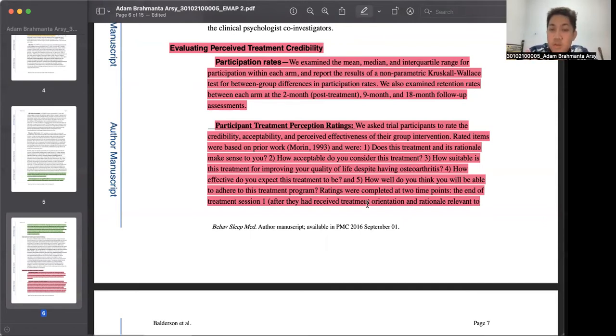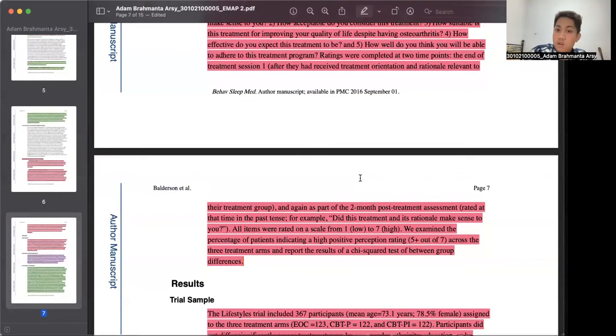The first is, does this treatment and its rationale make sense to you? And then the second, how acceptable do you consider this treatment? And the third is how suitable is the treatment for improving your quality of life despite having osteoarthritis. The fourth is how effective do you expect this treatment to be? And the fifth, how well do you think you will be able to adhere to this treatment program? Ratings were completed at 2 time points: the end of treatment session first, and again as part of the 2-month post-treatment assessment.